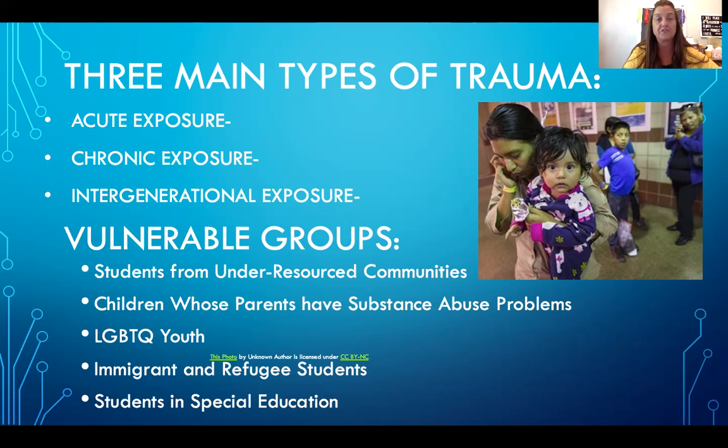The next group is children whose parents have substance abuse problems. Children who come from households where there is a lot of drug abuse and alcohol abuse are 2 times more likely to have experienced physical and sexual abuse, as well as neglect.